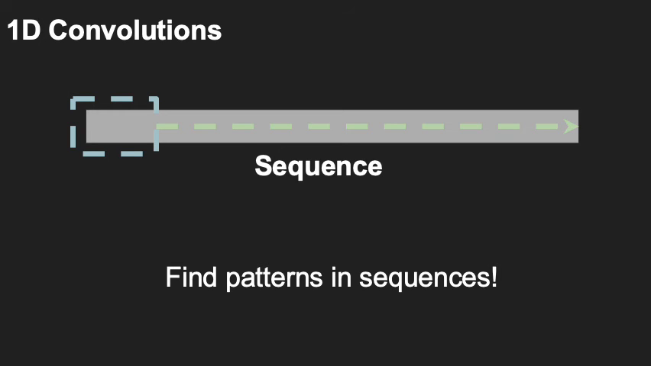Finally, CNNs can also be used for sequences and have successfully been applied to the analysis of biological sequences. In this case, convolutions are usually 1D convolutions instead of the 2D convolutions typically used for images.